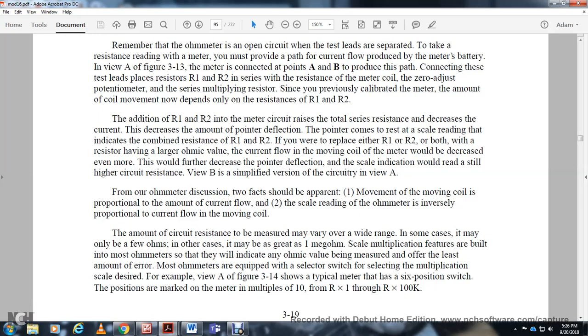In some cases, it may be a few ohms. In other cases, it may be as high as 1 megohm. The multiplication feature of this ohmmeter lets it indicate the resistance value being measured. Most ohmmeters are equipped with a selector switch for selecting the desired multiplication scale.